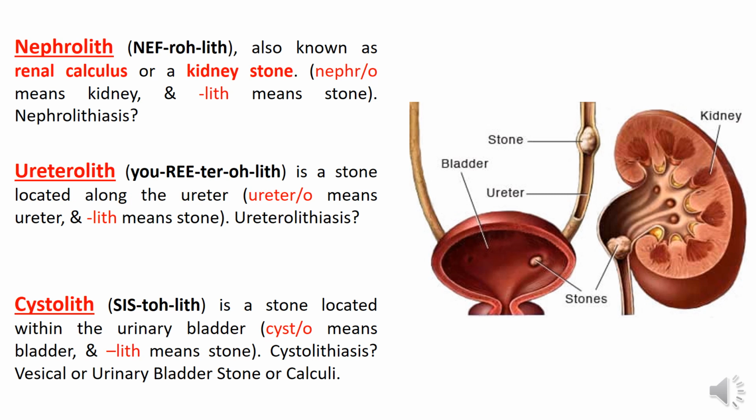Cyst means urine bladder, lith means a stone. Okay, so the process is cystolithiasis. Regarding the bladder itself, we call it bladder or cysto or vesicle.